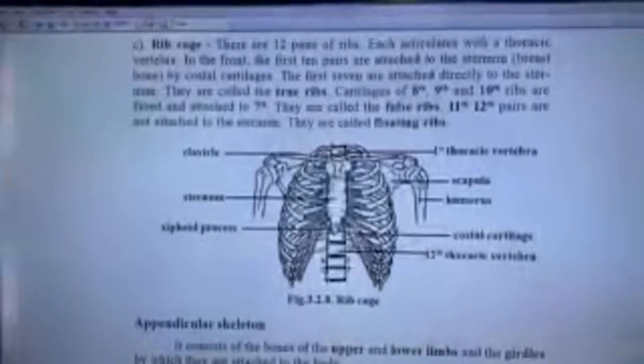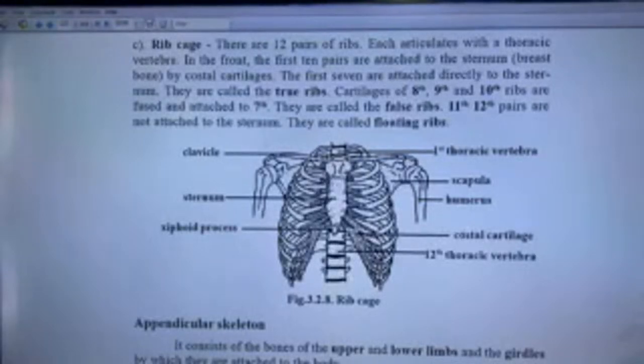Cartilages of the 8th, 9th, and 10th ribs are fused and attached to the 7th. They are called the false ribs. The 11th and 12th pairs are not attached to the sternum. They are called floating ribs.